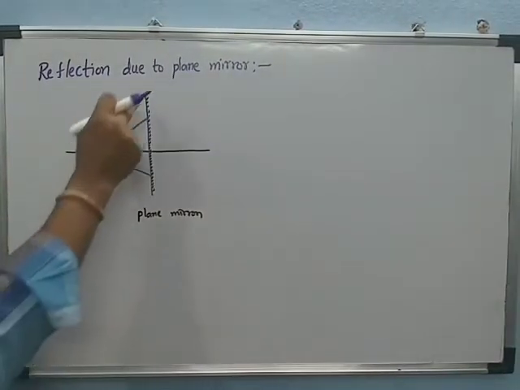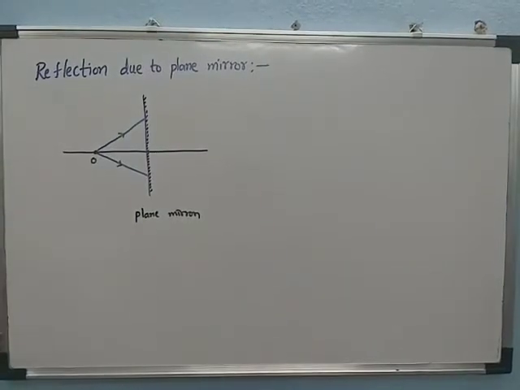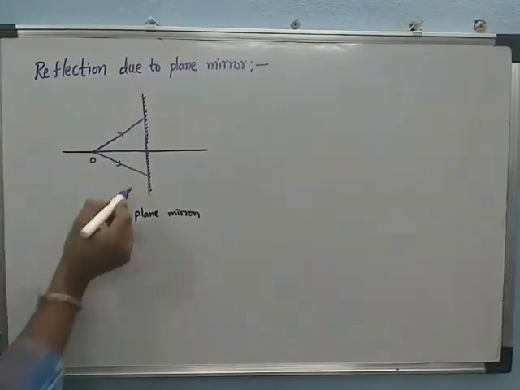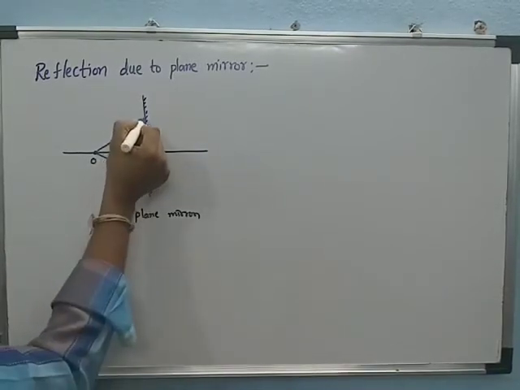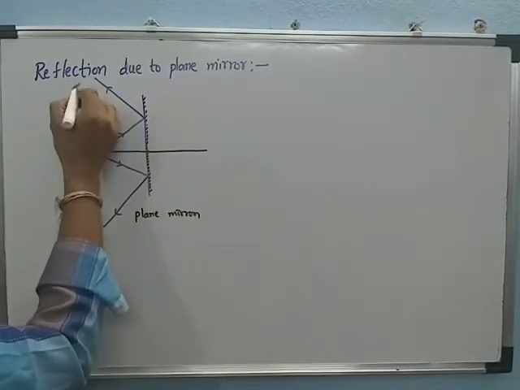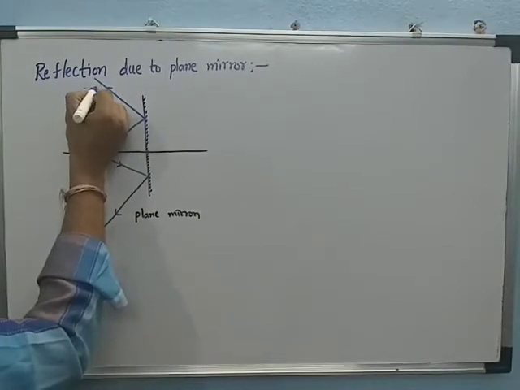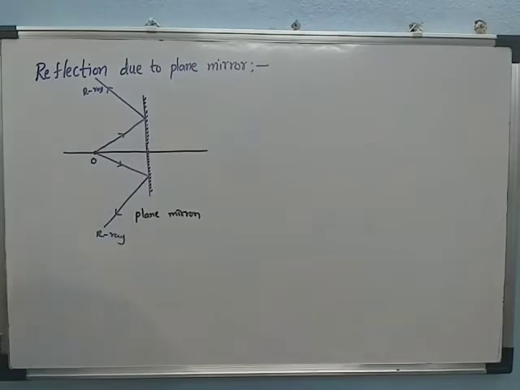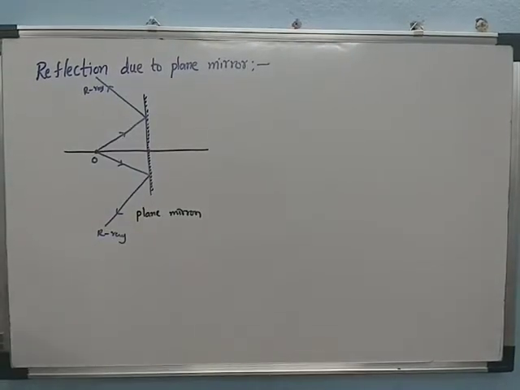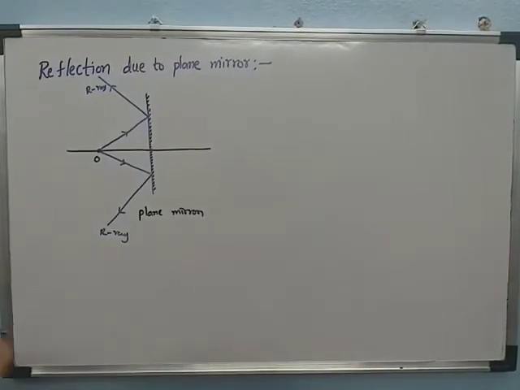Whenever light is incident on this plane mirror, after that the light is reflected. So this is the direction reflected. This is the reflected ray. This is also a reflected ray. And this is the incident ray. But observing the image, where can the image be found?